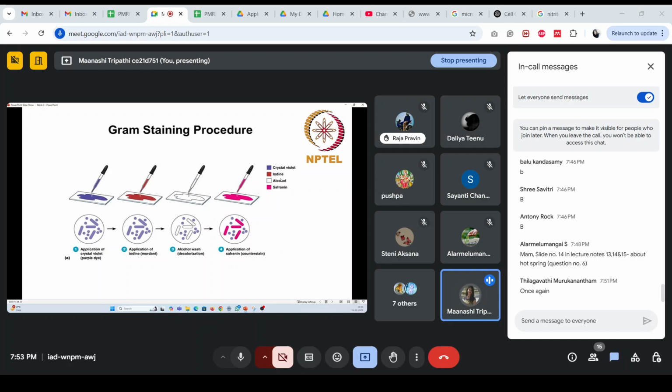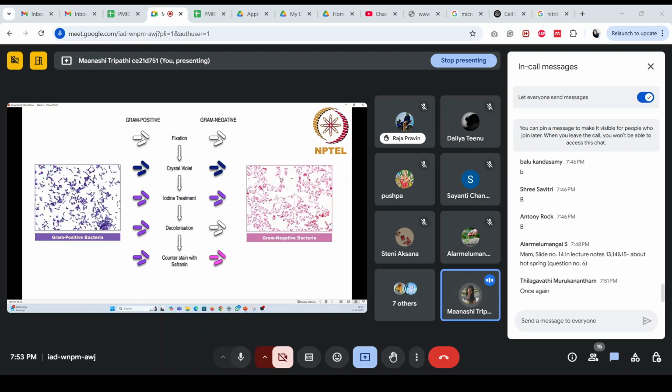Next, when we apply safranin, the counter stain, the bacteria which have lost their color will retain this new color. So in the slides we can see two different colors, one is purple and the other is safranin. This safranin is called counter stain. So first is stain, the next is counter stain. We can see these bacteria under the microscope, and we can easily figure out which one is gram positive and which one is gram negative.